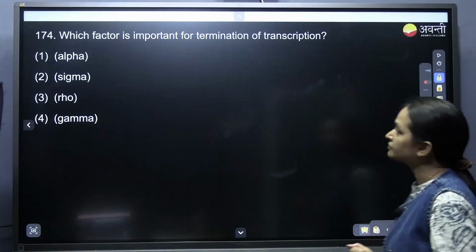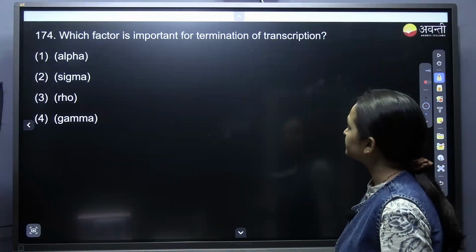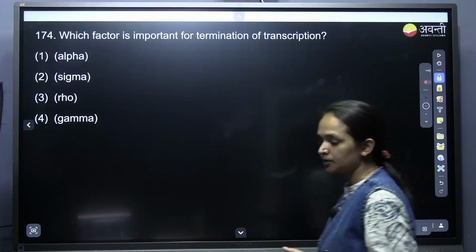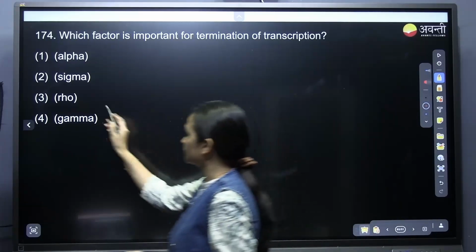Which factor is important for termination of transcription? Easy. Rho.